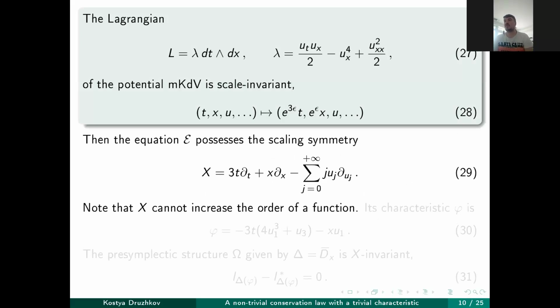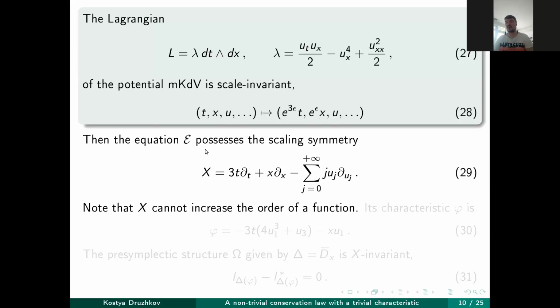Yes, the Lagrangian of the potential KdV is scale invariant. It's important, actually, in this case. I don't have a really good explanation of this situation, but this scale symmetry controls the situation somehow. So the Lagrangian of the potential MKdV is scale invariant. We have this transformation group. We do not scale u, it remains the same, but we scale t and x.